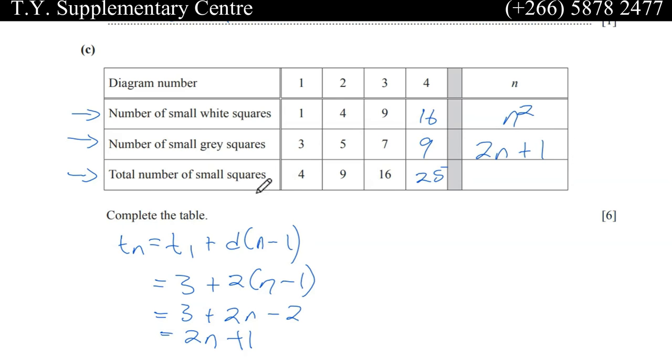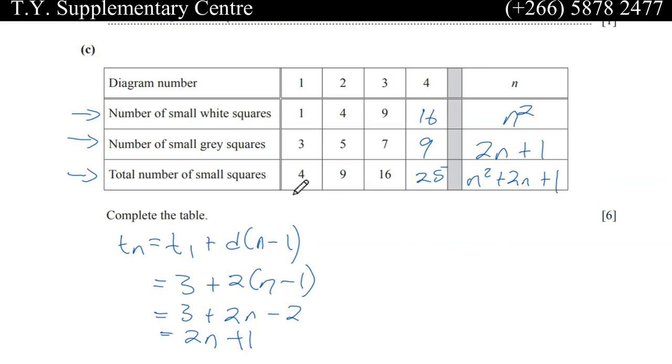So to find the formula for the total number of small squares, we can simply add these two together, which is n squared plus 2n plus 1. So this will be the formula for continuing this sequence of 4, 9, 16 and 25. Also, we can write this in this way.